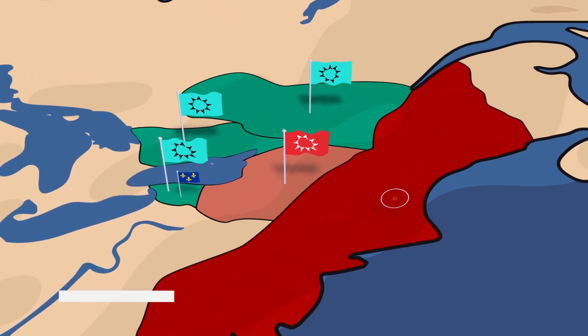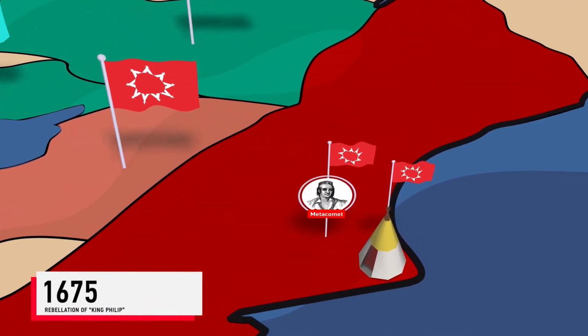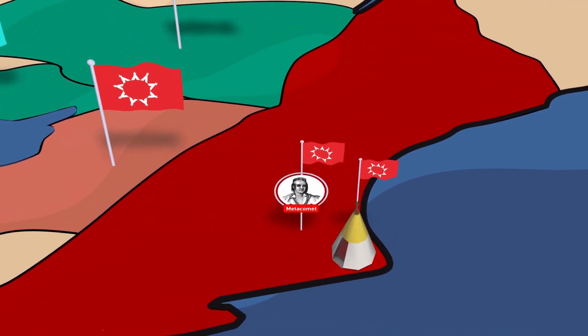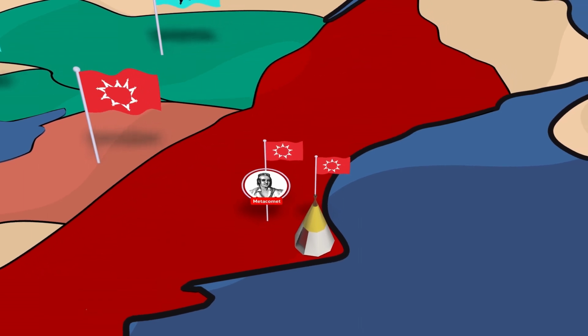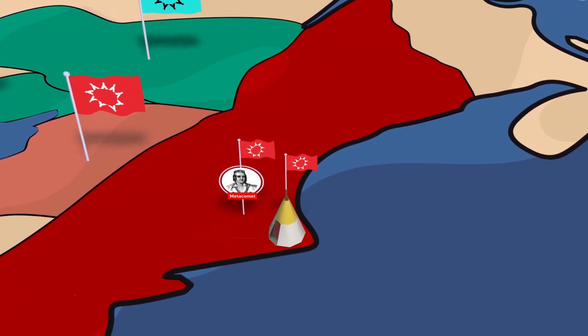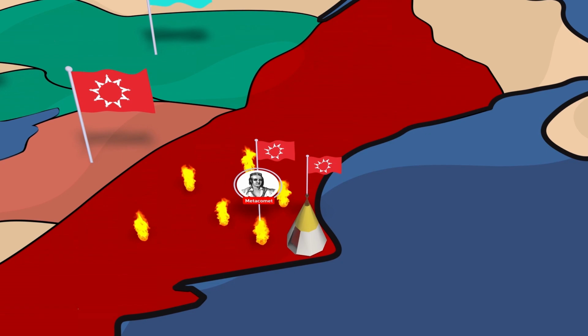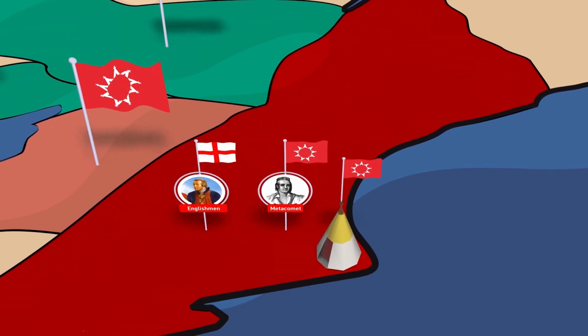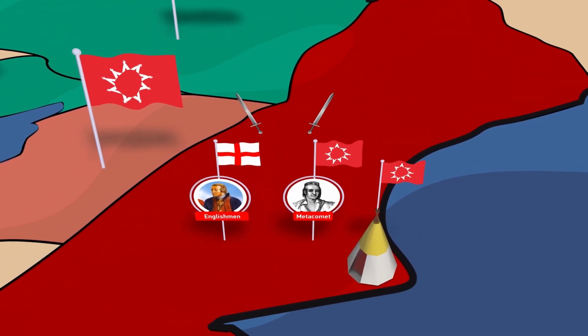In 1675, Metacom, the chief of the Wampanoags, who had been given the nickname King Philip by the Europeans, in alliance with the small Nipmuc, rebelled against the English rule in New England. However, the colonists, possessing a numerical majority and the best weapons, won.